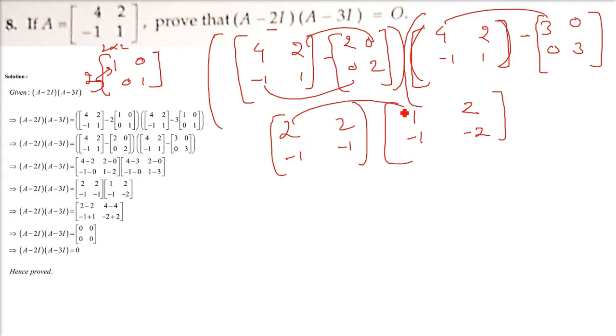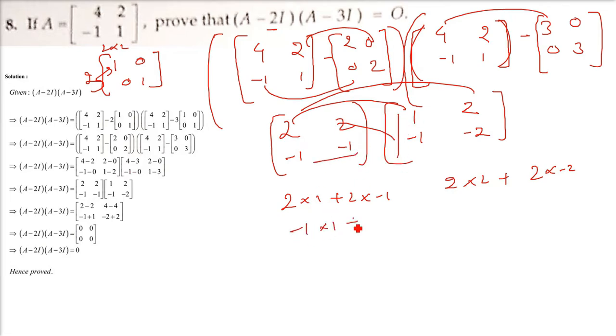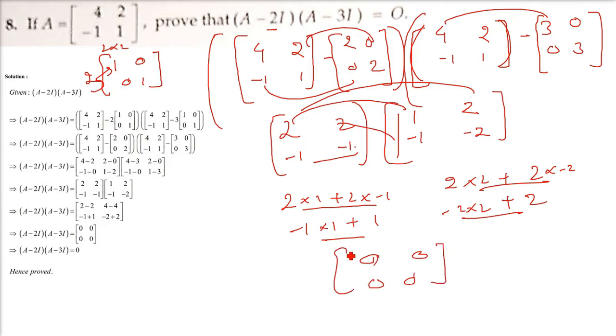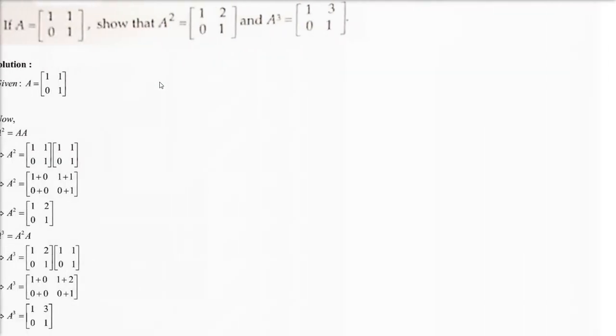So multiply. 2 into 2, 4. 2 into minus 1. 2 into minus 2. Then negative 1 into 1. And then negative 1 into negative 1 is plus 1. Okay. Negative 1 into 2. Negative 2 into 2 and 2 into 1. So you get this as 0, 0, 0. Oh, everything is 0. That is what we wanted. This is the identity matrix. Oh, sorry, null matrix.